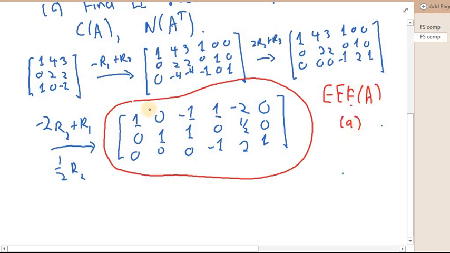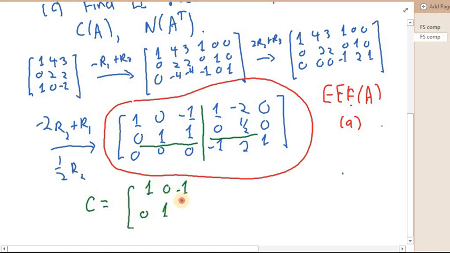All right, now for part B, I need to identify C and L. So let me go ahead and draw my lines. Remember that A was 3 by 3, so I'm going to draw the middle down here and identify the 0 block here. So I take that across. All right, so my C is the top left block, 1, 0, minus 1, 0, 1, 1. And my L is the lower right block, minus 1, 2, 1. All right, so that's my C and my L.